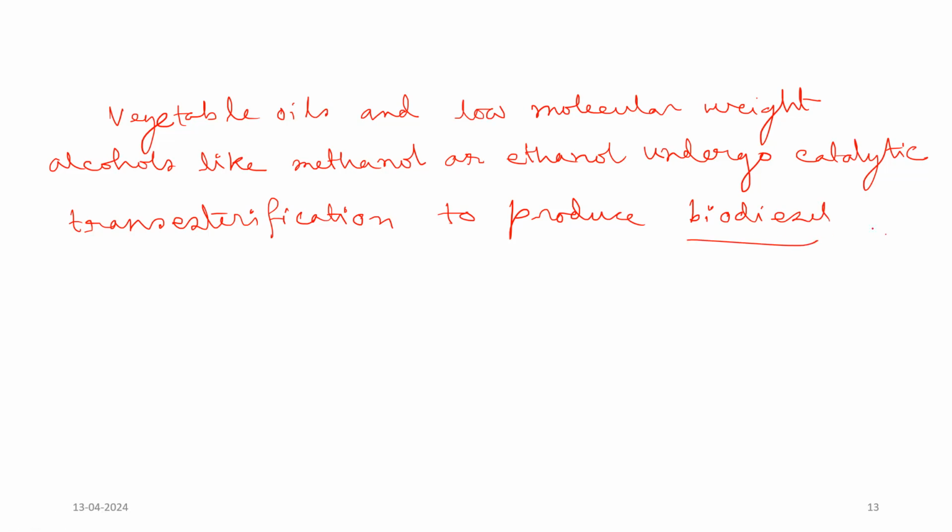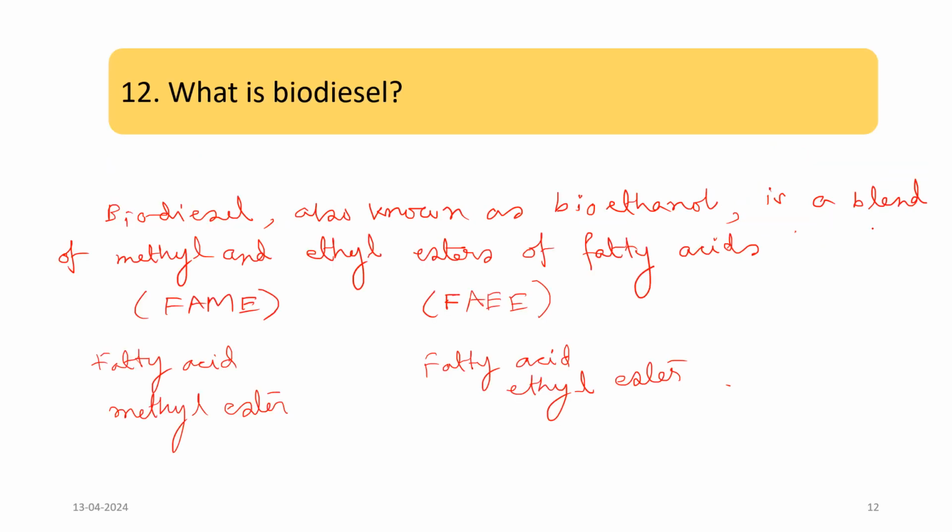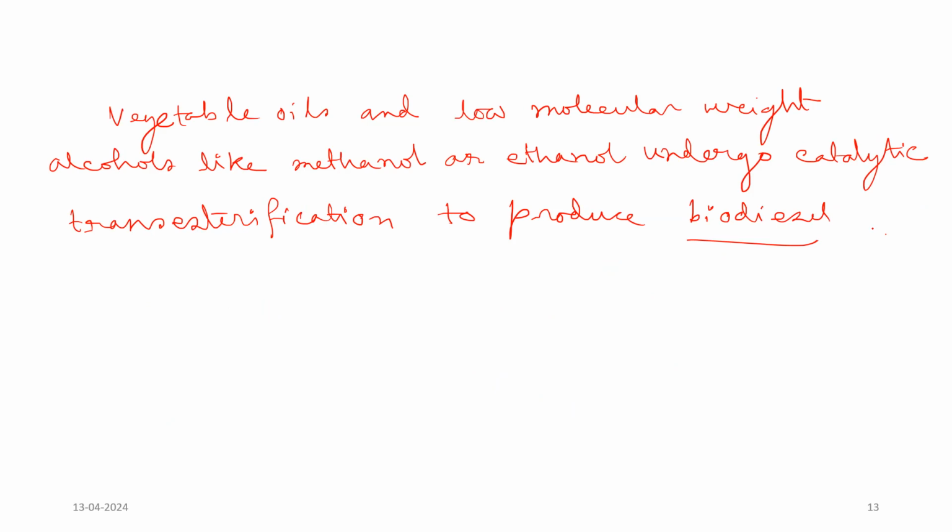so first one is the definition of the biodiesel, which is a mixture of the fatty acid methyl ester and fatty acid ethyl esters. And how is it produced? It is produced from the vegetable oils or low molecular weight alcohols like methanol or ethanol. After catalytic transesterification, they produce biodiesel. Okay, so this is the definition of biodiesel. Next question.